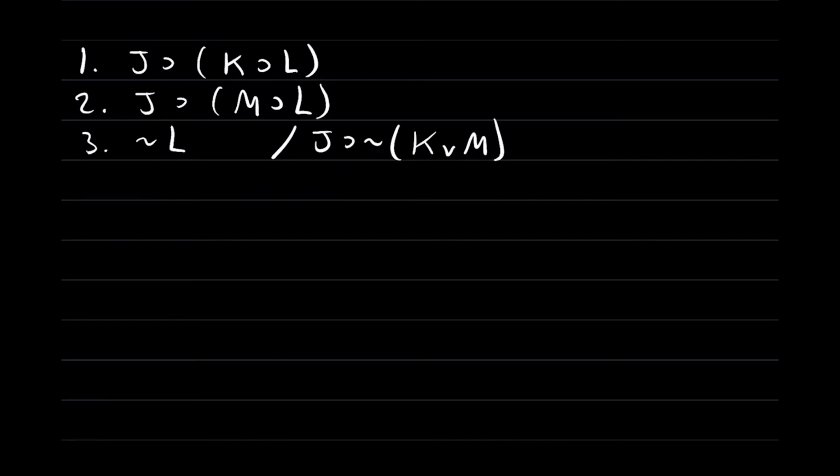All right, so what I'm going to do, I'm going to start by adding a vertical line, an indented vertical line right here. And I'm going to assume the antecedent of this conditional. So I'm going to assume J is true.